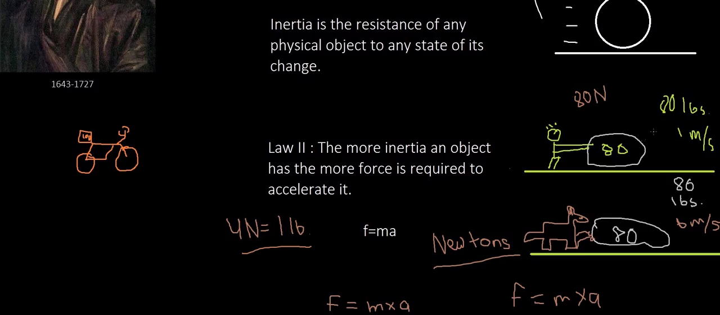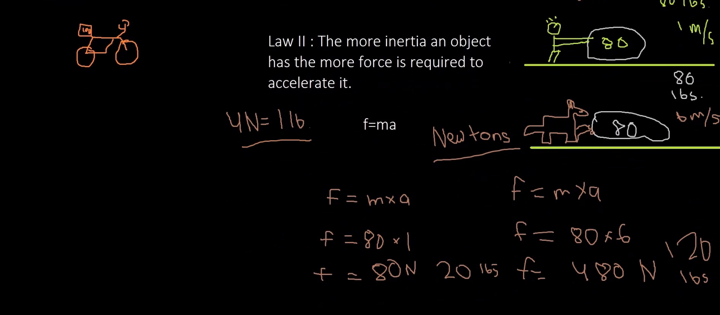So the human could only push it very slowly. However, the horse could do it 6 times faster than the human. So the human put around 80 newtons, while the horse put around 480 newtons. And we also know that 4 newtons equals 1 pound. So the human gave 20 pounds of force, while the horse gave around 120 pounds of force. 6 times again.